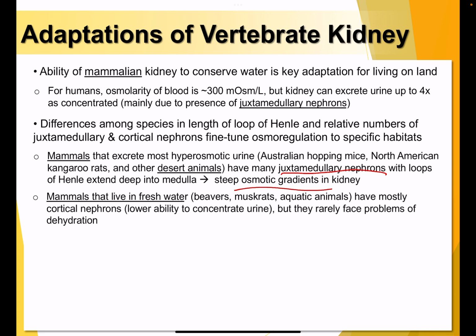And mammals that live in fresh water, such as beavers, muskrats, and any other aquatic animals you can think of, have mostly cortical nephrons, because they live in fresh water. They don't need to produce concentrated urine. If anything, they need to release diluted urine, because they're constantly exposed to water. So they have a very low ability to concentrate urine, and that's because they rarely face problems of dehydration when they're around water all the time.